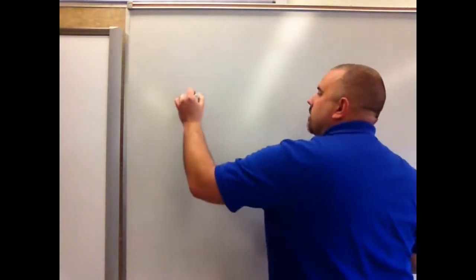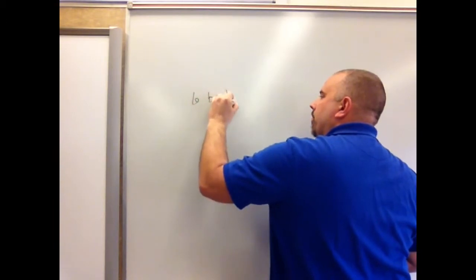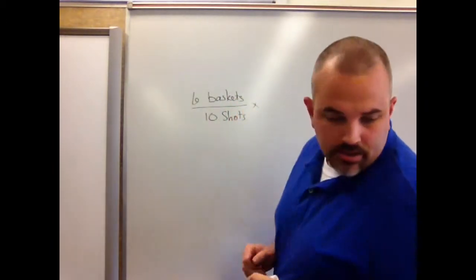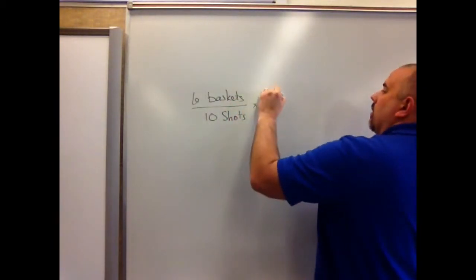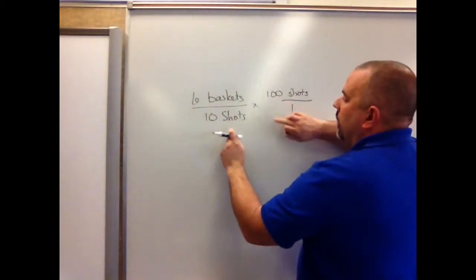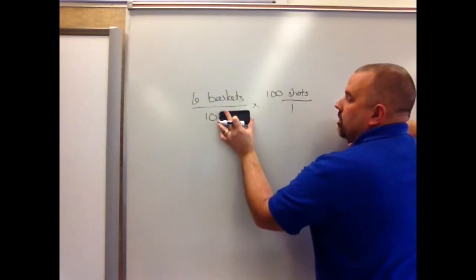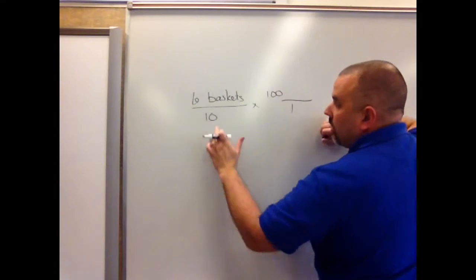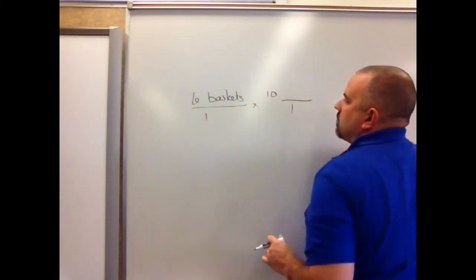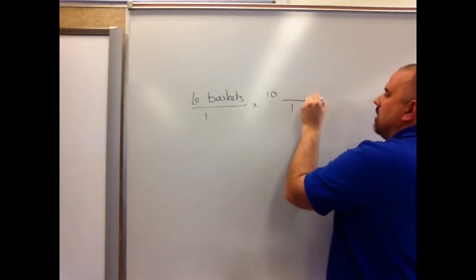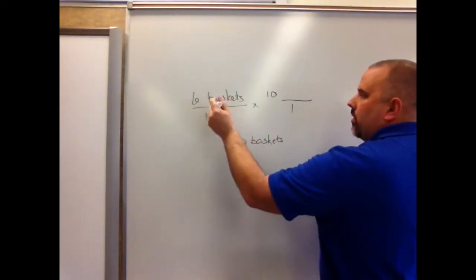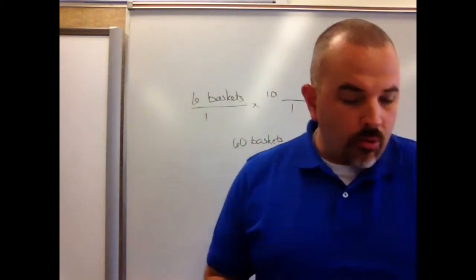6 baskets over 10 shots, times the second part, which is 100 shots over 1. Okay, nothing here, but now here we can. We can actually get rid of the word shots because it's in both spots. Now look, we can do the 10 and the 100. How many 10s are in 100? Well, that's pretty easy. 10 of them. So we just make that. So 6 times 10 is 60 baskets, because you carry the word over as well.